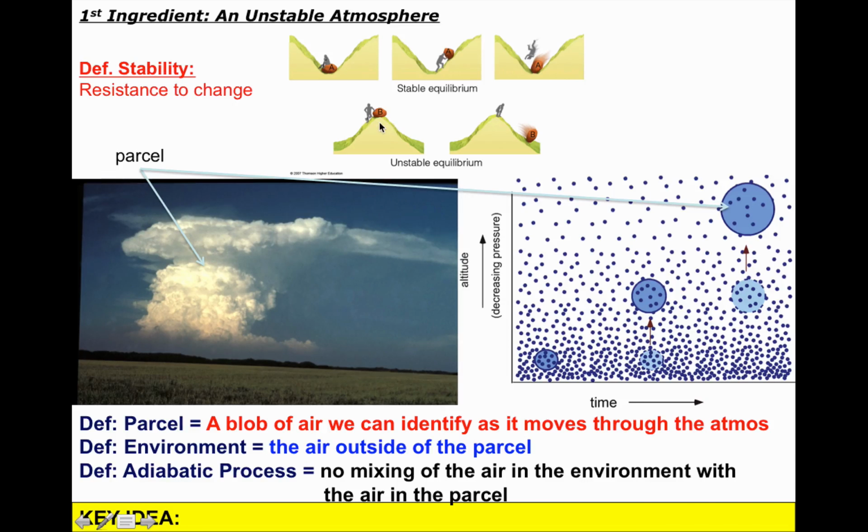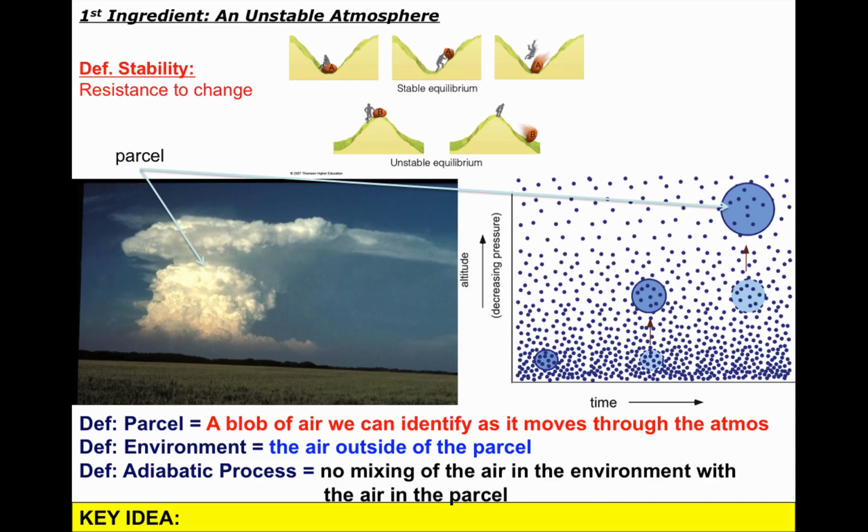An unstable situation would be like this. You have the boulder on top of the hill. A small force will cause it to accelerate away from its initial position, like you see over here. You see, ultimately that's our goal. How do we get air to accelerate upward from its initial position without any help? That's what we want to see.